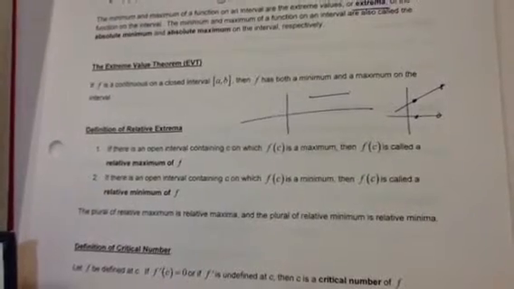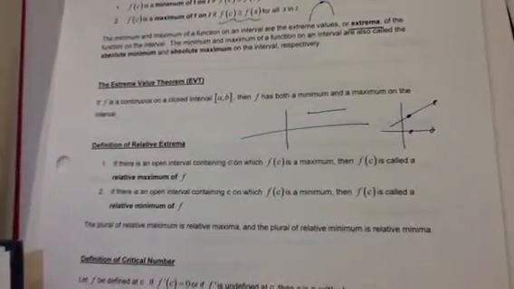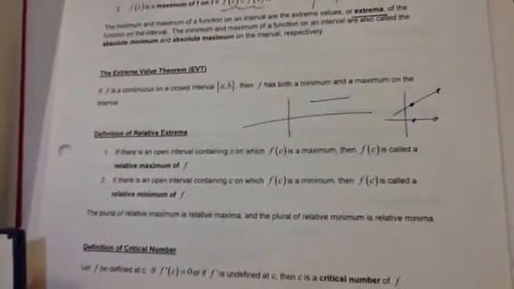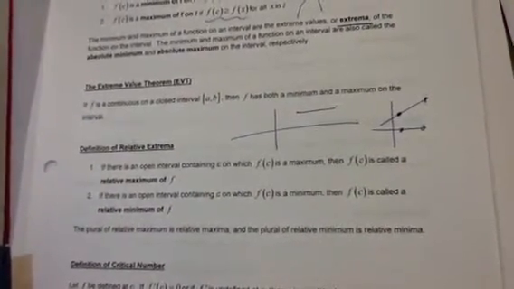All right, the definition of a relative extrema. Relative means it's local. So if there's an open interval and f of c is a max, then we call it a local or relative max. And if it's an open interval and you have f of c as a minimum, then it's called a relative or local min. Now, the plural is minima, and the plural for maximum is maxima.